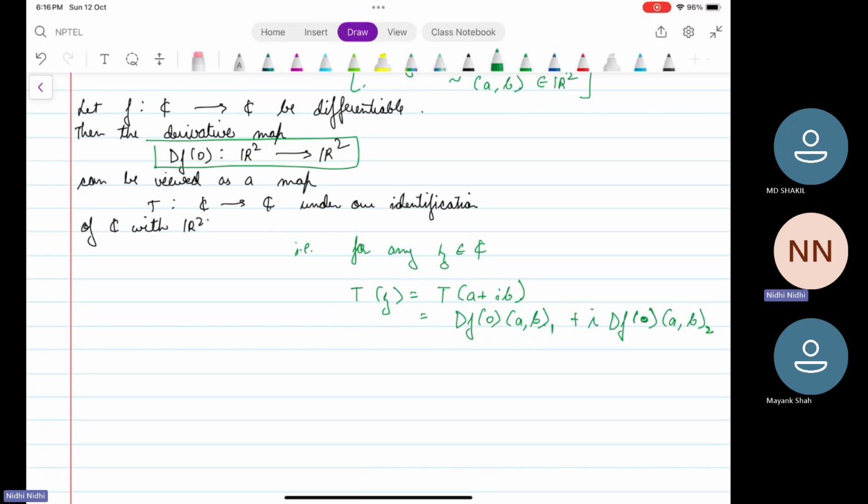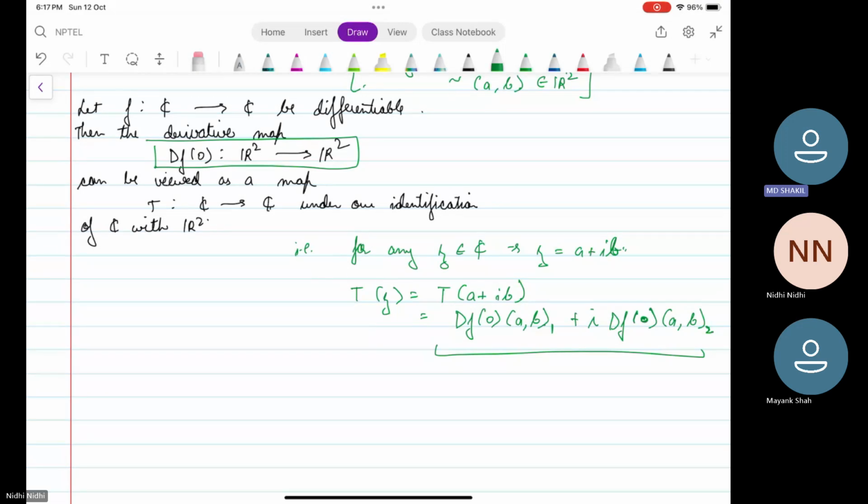So for any point Z in C, obviously Z will be of the form a plus iota b. Then we want to use the map df0 to define T. The codomain of T is C, the set of complex numbers, so we define it in this way, because the first component denotes the real part, and the second component denotes the imaginary part. So is it clear how this T is defined?